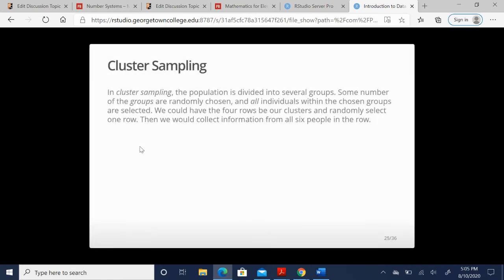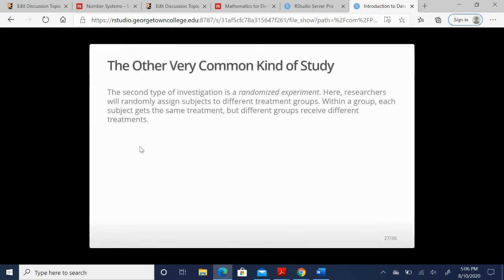Cluster is where we divide the population into several groups, and then we randomly choose groups and everybody in the chosen group is selected. We could have the 4 rows of seats be our clusters and randomly select one row. So every person in that group would be picked. Okay, the difference here is that with stratified, we break into groups, but we only pick some out of each group, whereas with clusters, we break into groups and we pick everybody within one group or a particular number of groups.